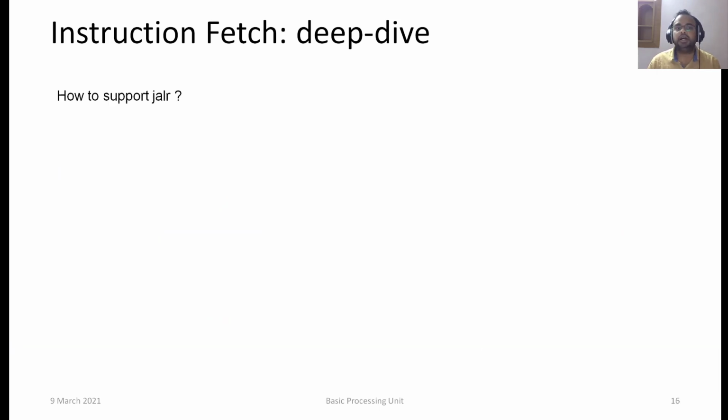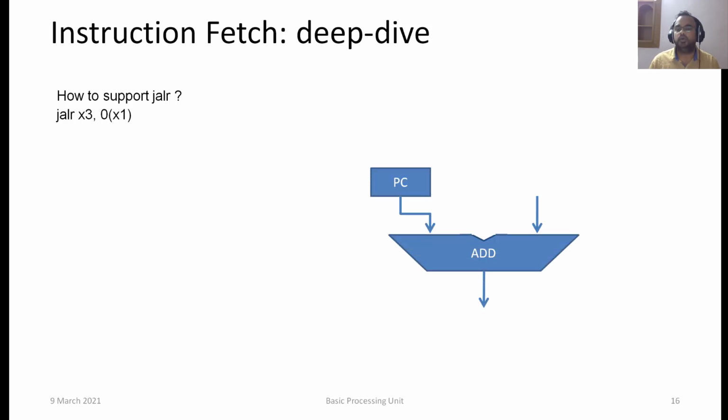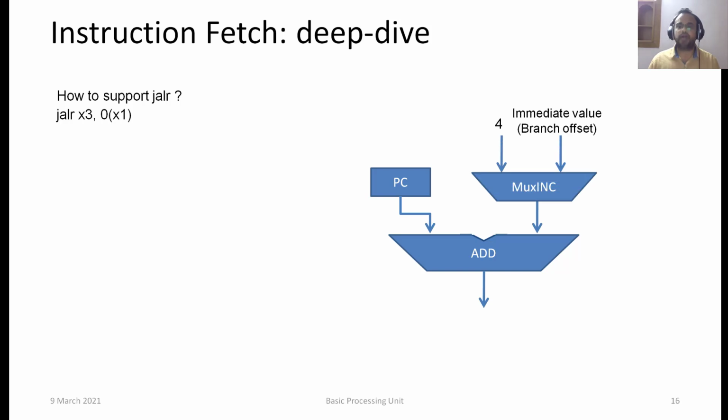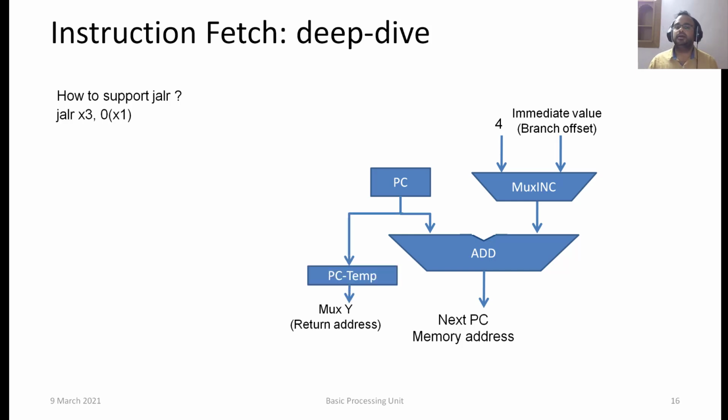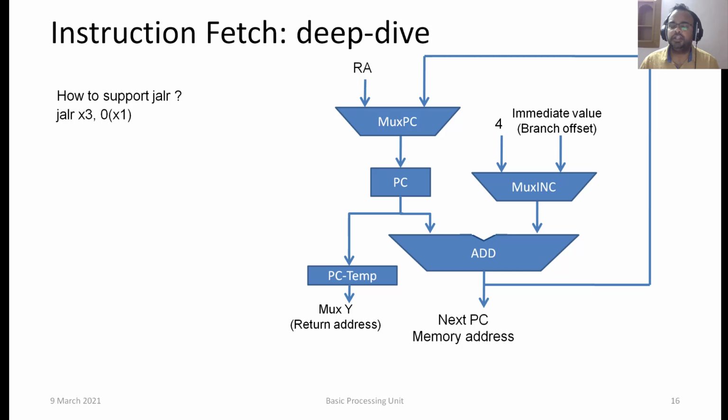Moving on, let's see how we can support JLR. Yes, we have introduced some additional mux in the calculation of PC, but let's take an example, JLR X3 0 X1. Right now, this is the circuit that we have so far in the instruction fetch step. Now we have introduced one other mux, which is mux PC here. Earlier, there was only one input to the PC, which was a kind of feedback, you can say, which would be the output of the adder given to the PC. But now we are going to make a selection whether it should be the return address or the output of the adder. Right, how do we go about it again?